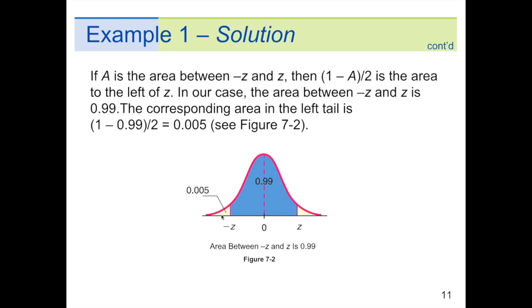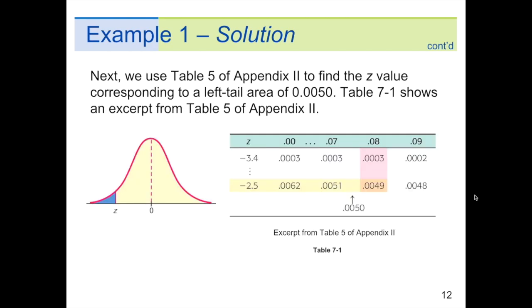So this area here is 0.005, as is this area over here, leaving this area in the middle, 0.99, as we've talked about in Chapter 6. Next, we use Table 5 of Appendix 2 to find the z-value corresponding to the left tail area of 0.0050. Table 7.1 shows us an excerpt from Table 5 of Appendix 2. So as you can see, 0.005 would be in between these two.